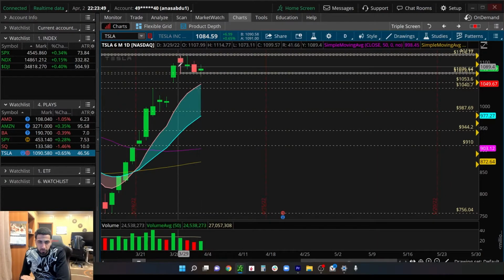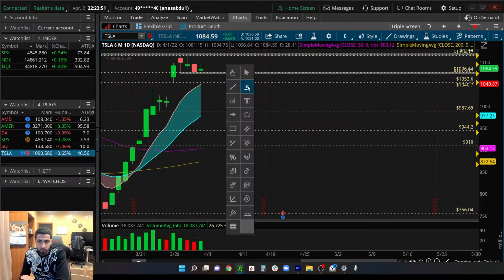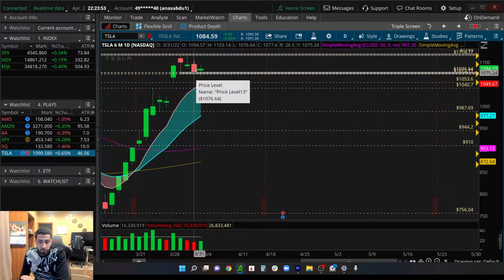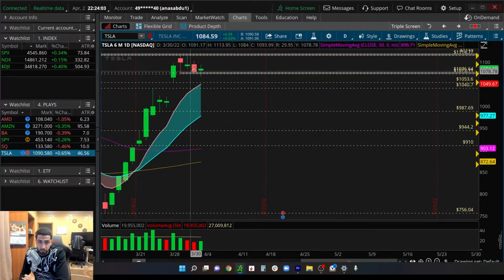So here's a very tricky, choppy action on Tesla. So under that zone though, I would be more confident in betting against Tesla. And I would be very, very cautious about going long on Tesla under 73, right?